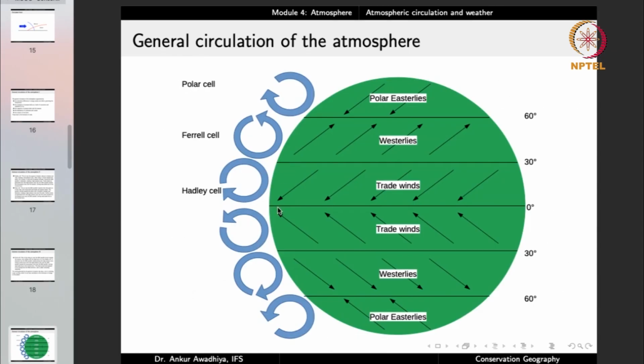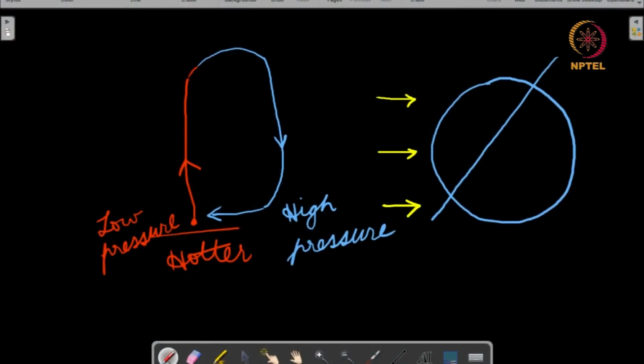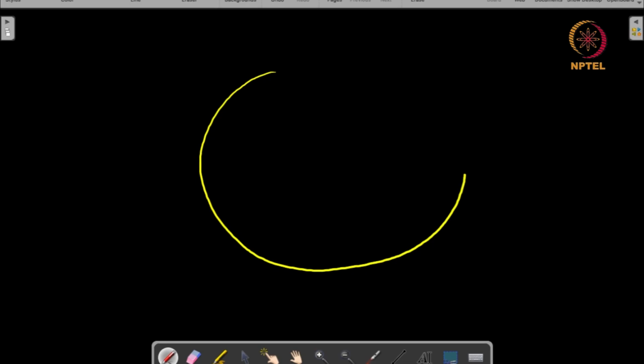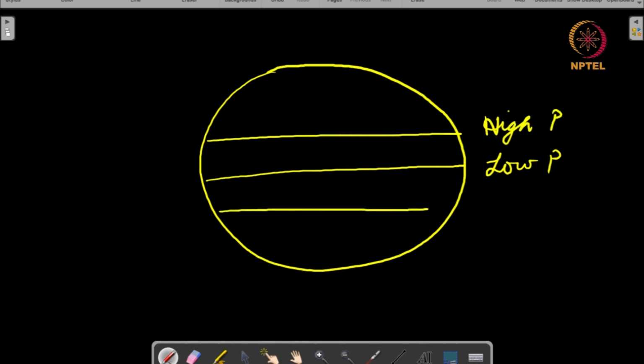So once you have high pressure here and low pressure here, you have a situation where this portion has a low pressure, this portion has a high pressure, and this portion again has a high pressure. Now because air moves from high pressure to low pressure areas, in this case the movement should be like this. But because of the Coriolis forces, in the northern hemisphere the winds turn towards their right.